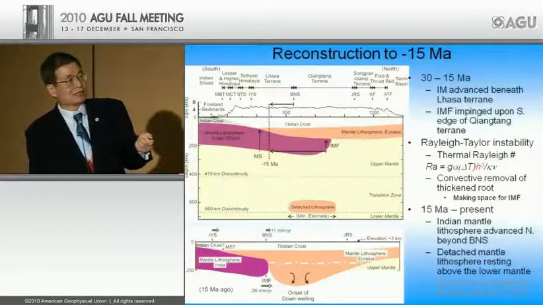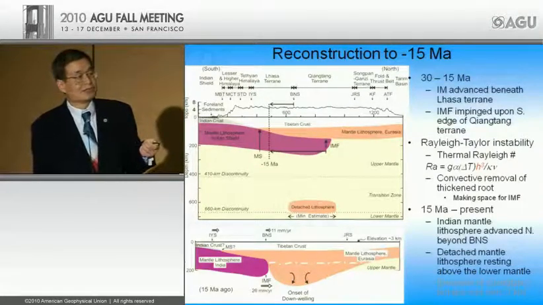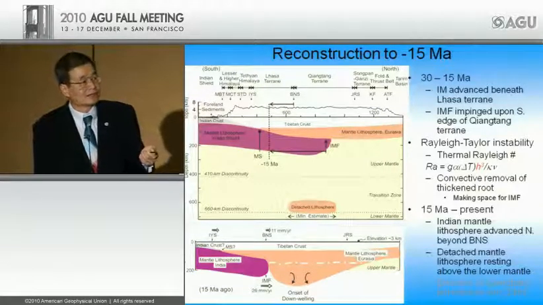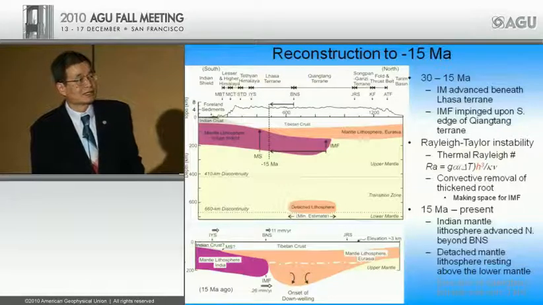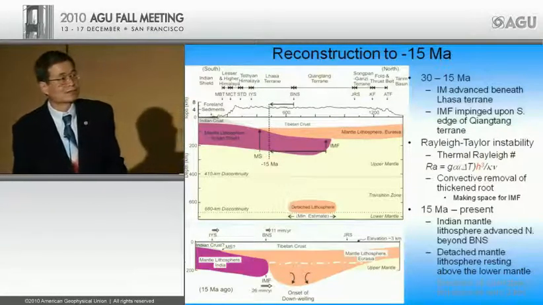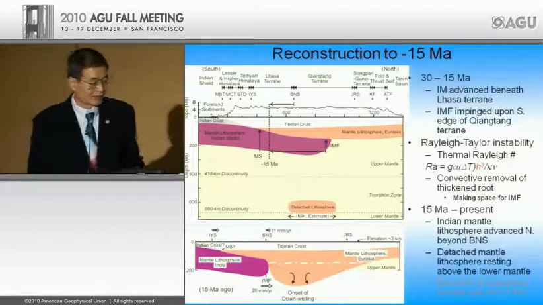Now, what happens when the thing drops off? It allows hot material to come in, and this presumably is responsible for the last episode of flare-up, which started about 15 million years ago. Also, this material moves down. It made way for the Indian mantle lithosphere to continue plowing under the Bangong-Nujiang suture until it reaches the present configuration. And right now, this detached piece is sitting on top of the 660.